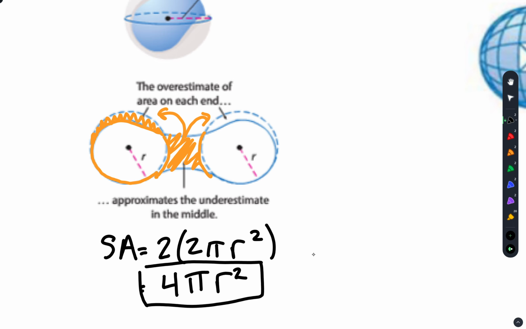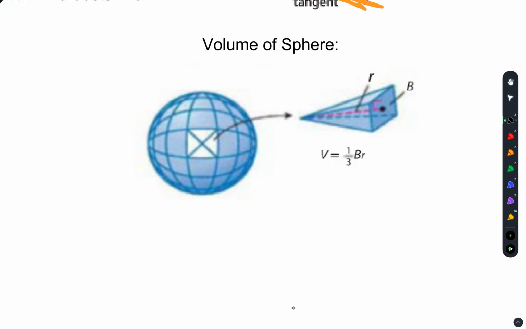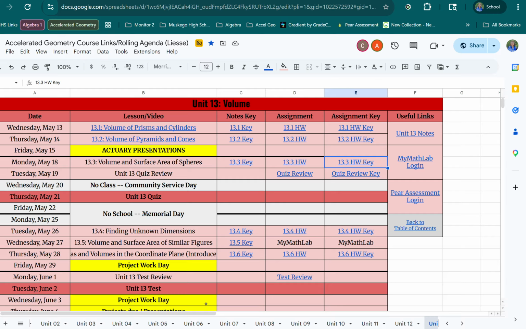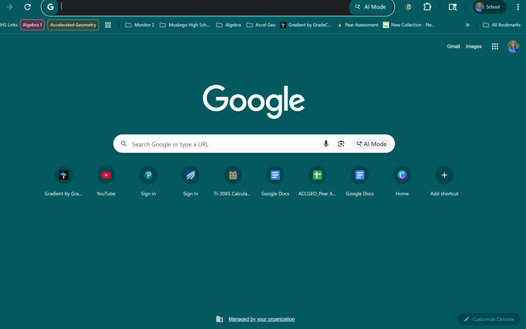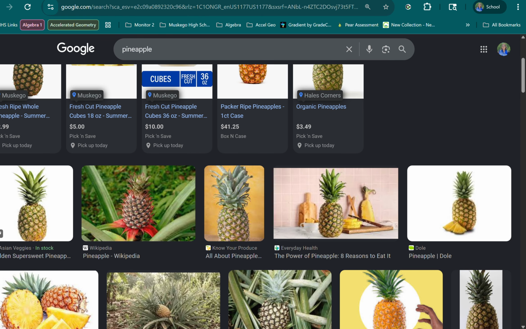Okay, and then I'm going to talk about volume. Volume gets a little bit weird. When I see this picture, I don't know why, my brain immediately goes to a pineapple. I literally Googled pineapple earlier today because we were looking at these pictures. You know how a pineapple has all these little sections in it? That's what I think about when I'm thinking about the volume of a sphere formula.